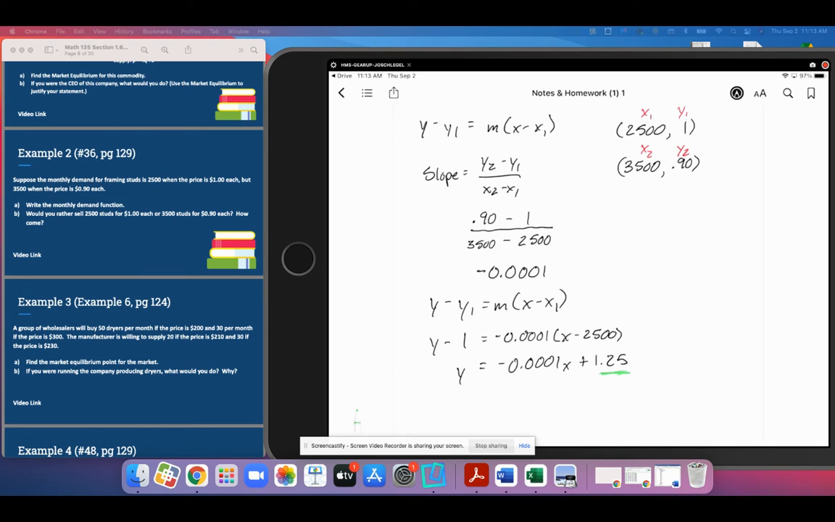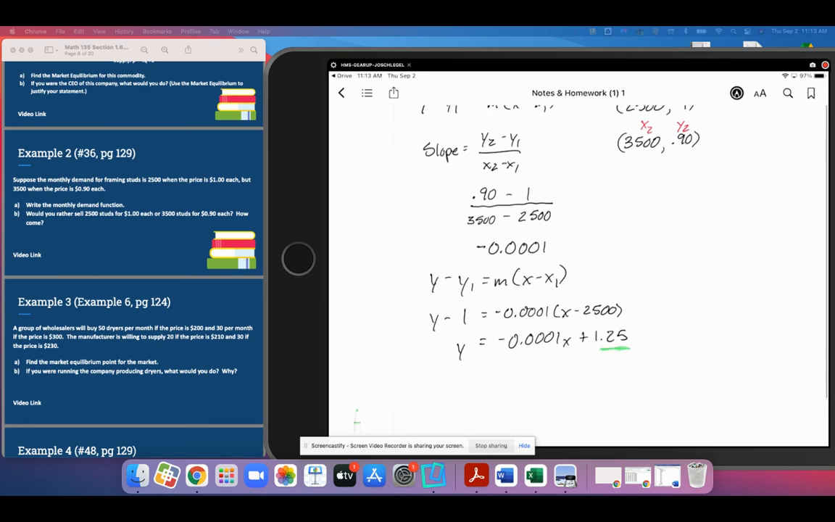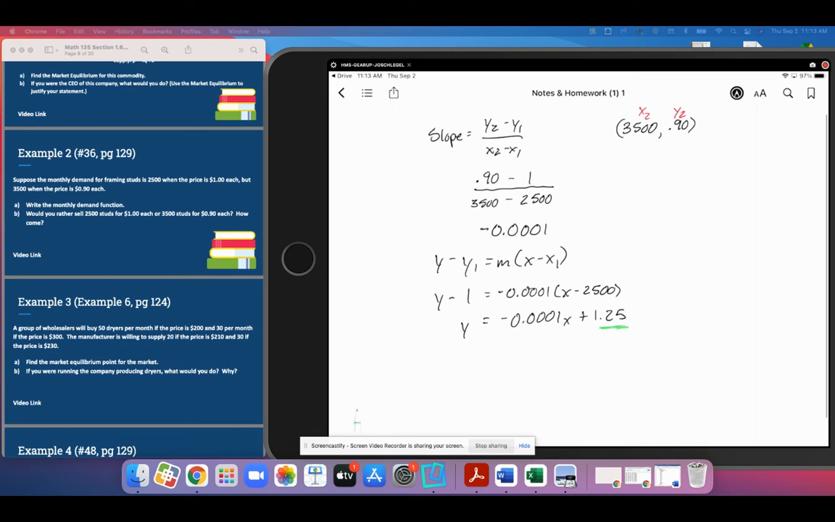is that as the price drops, the quantity would increase. And so with that, everyone, we are asked, would you rather sell 2,500 studs for $1 each or 3,500 studs for 90 cents each? And the question is, how come? So that's for part A.